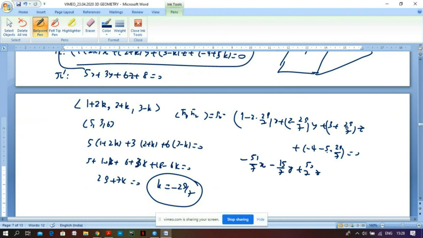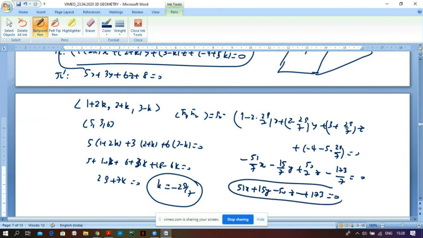Together, they will give you negative 173 over 7 equals 0. I can change all the signs, and so the equation will be 51x plus 15y minus 50z plus 173 equal to 0. So ultimately you have found the equation of the plane which does two things. First, this plane passes through the intersection of two given planes, and it is perpendicular to a third given plane.